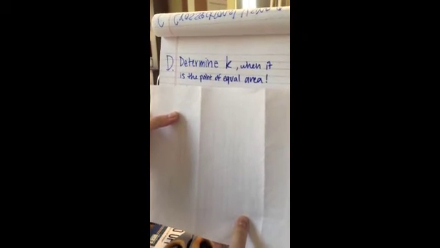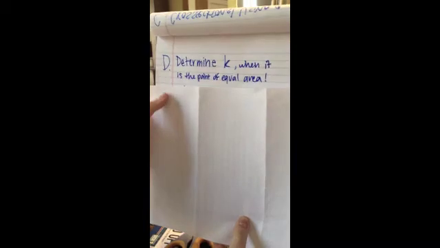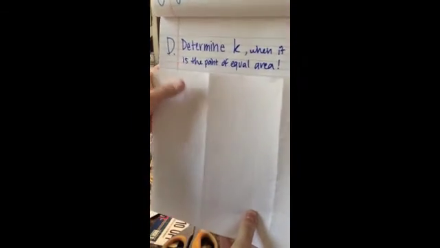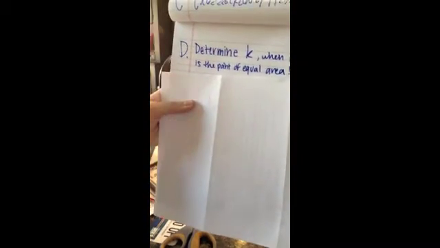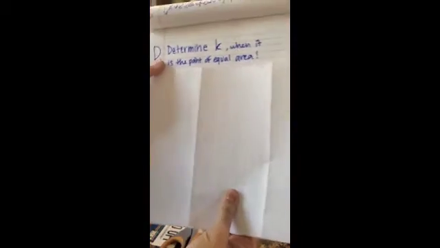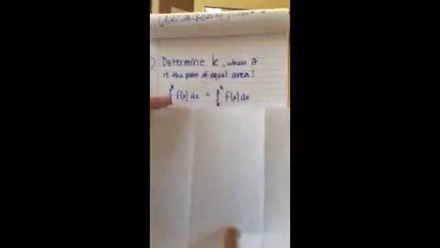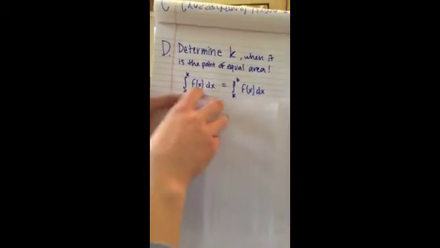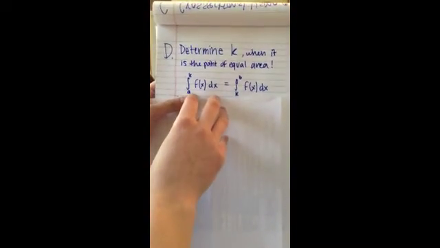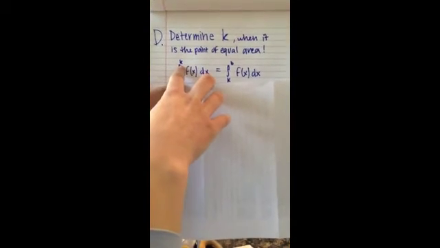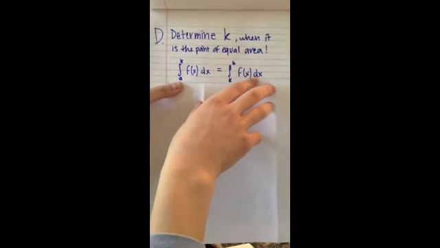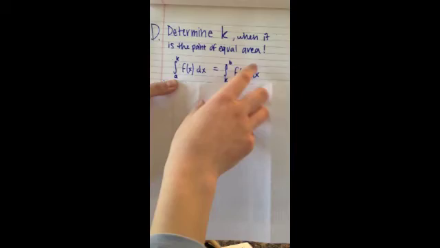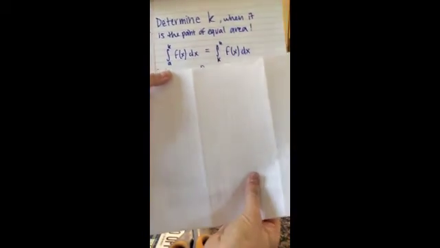Okay, so for part D, we have to determine k when it is the point of equal area. So this is when we have the area split exactly even. Alright, so what you have to do is set up your integral, and you have your limits be from a to k, which is going to be your halfway point, and set that equal for when the area from k to b is equal to that.